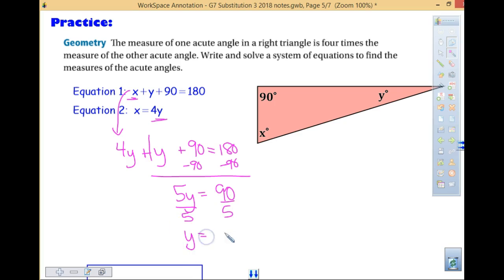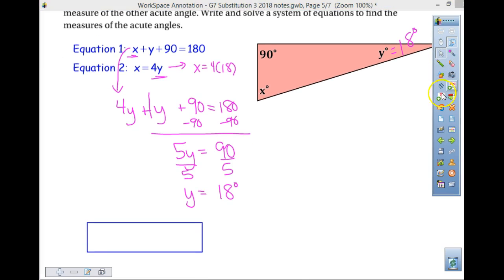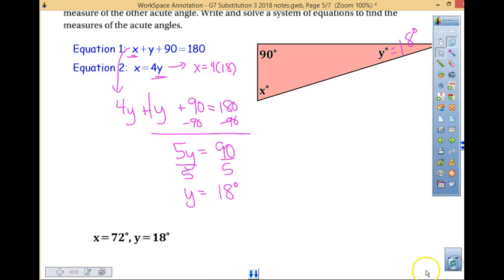And y is equal to 18. So that means this angle up here is 18 degrees. And this is the easiest equation, although you could subtract 18 from 90, right? That also gives us the answer, because these two angles together have to equal 90, or you can say x equals 4 times 18. Both ways, if I'm solving that, x is equal to how many degrees? 72. So x is 72 degrees, y is 18 degrees.